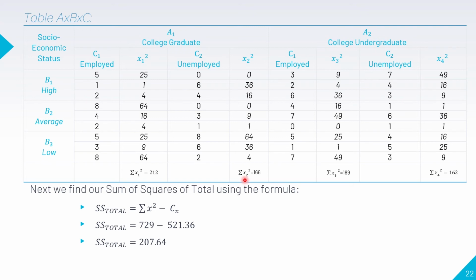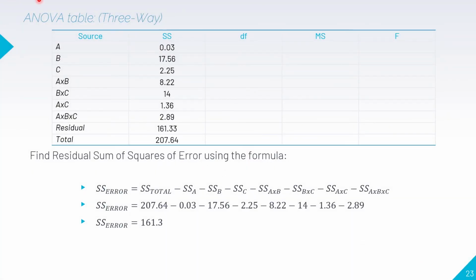and in our summation of x sub 2 squared, we have 166. Summation of x sub 3 squared, we have 189. And in our summation of x sub 4 squared, we have 162. We just need to add these four, and we have the total of 729. 729 minus 521.36, and we have our SS total as 207.64.